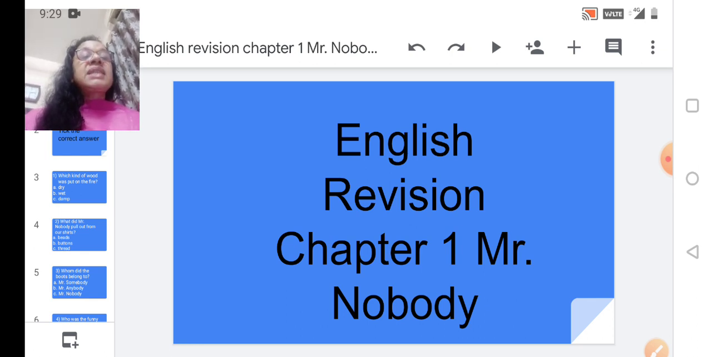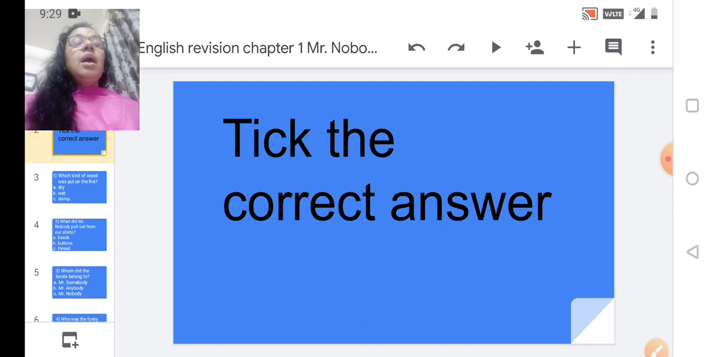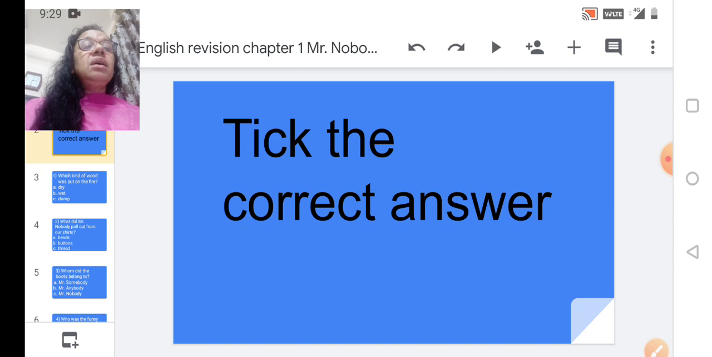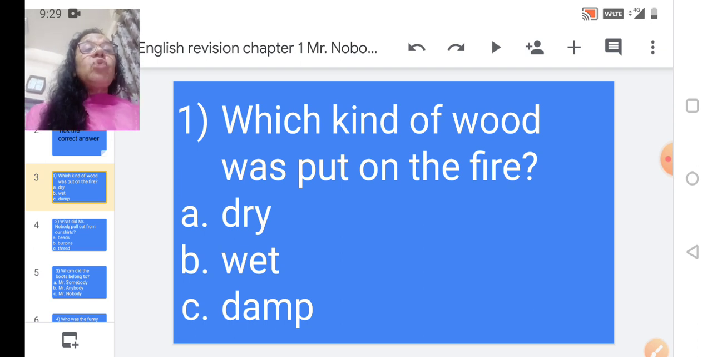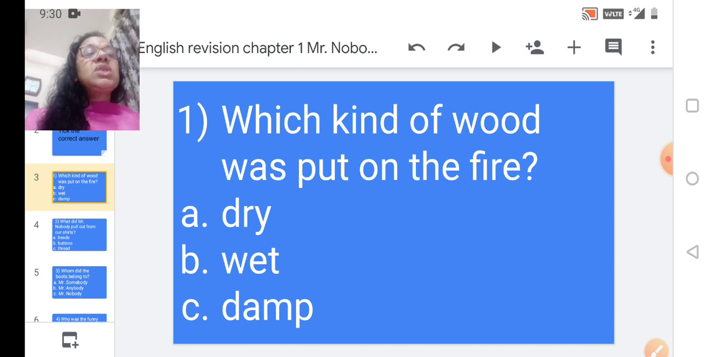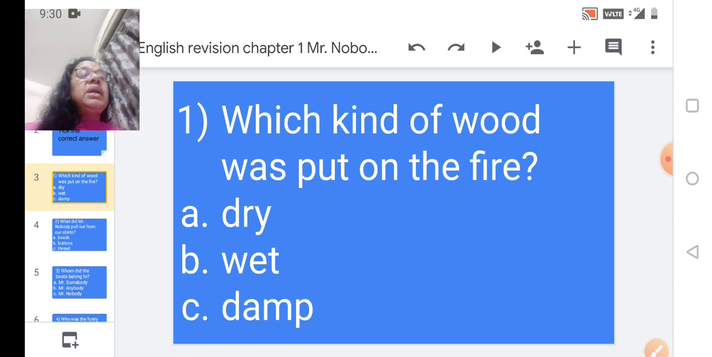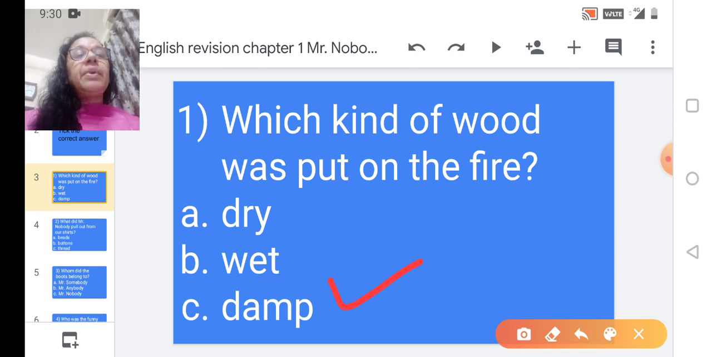Okay, so on your screen you see English revision chapter 1, Mr. Nobody. Now the question given here is, tick the correct answer. Which kind of wood was put on the fire? Now there are options given: A, dry, wet, and damp. Okay, now you remember Mr. Nobody, he had put the damp wood on the fire. That line is there in the poem. So the option has to be damp, right?